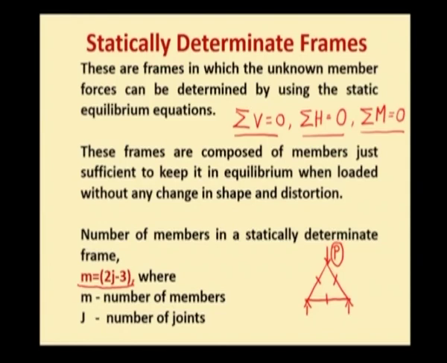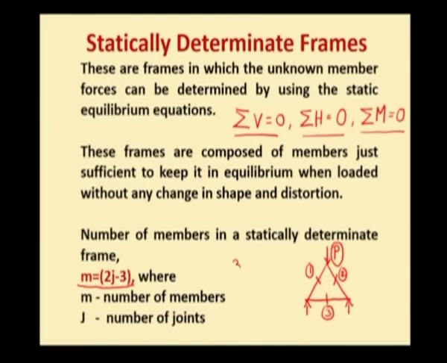where in this equation m is the number of members in the frame or truss, and j is the number of joints. Now, let us consider this particular simple form of truss, which is the triangular truss. Now, there are 3 members: 1, 2 and 3.